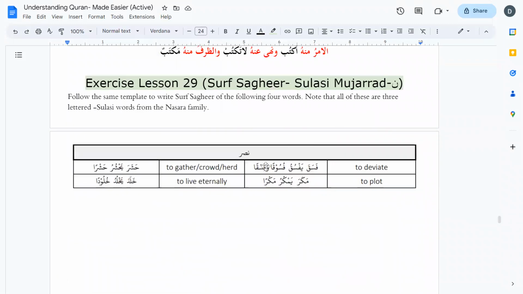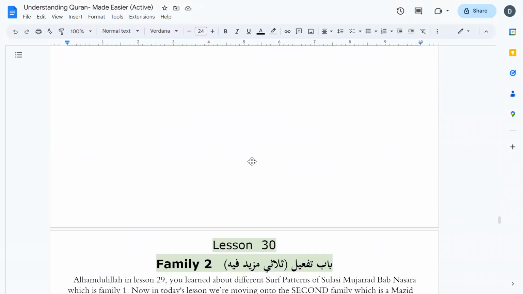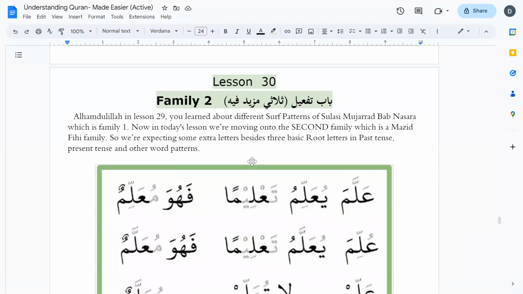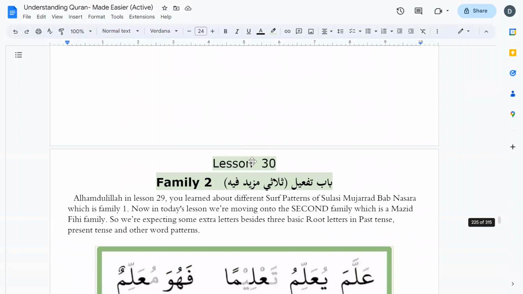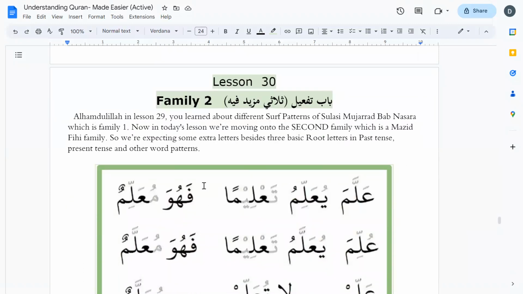These families that I'm talking about are 6 subfamilies of family 1, subclans of family 1. And then we have Sulasi Mujarrad, in which only 3 letters are there, no additional letter is there. That is family 1. Okay, so Sulasi Mujarrad has 6 subfamilies, and then from second family to 10th family, you have additional letters. In addition to 3 root letters, you have additional letters, and you already know, Alhamdulillah. Sulasi Mazid Fihi, these families we already covered in regular Sarf.